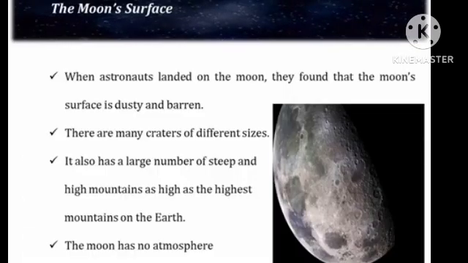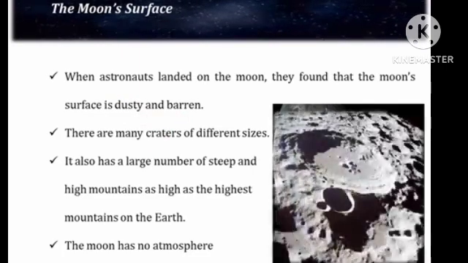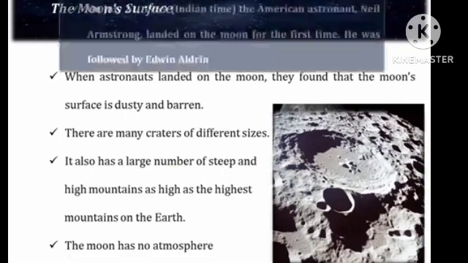Now let's see about the moon's surface. When astronauts landed on the moon, they found that the moon's surface was dusty and barren, and there were many craters of different sizes on the moon. It also had a large number of steep and high mountains, and some of these were as high as the highest mountains on the earth. And the moon has no atmosphere.